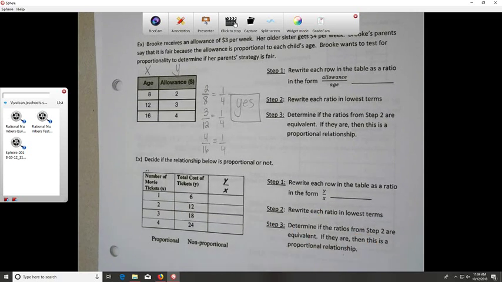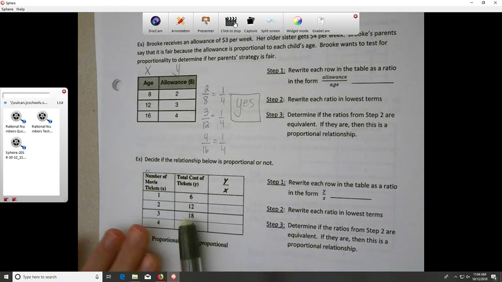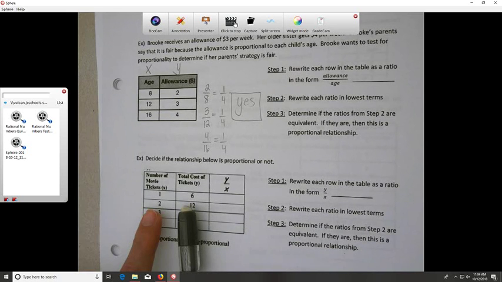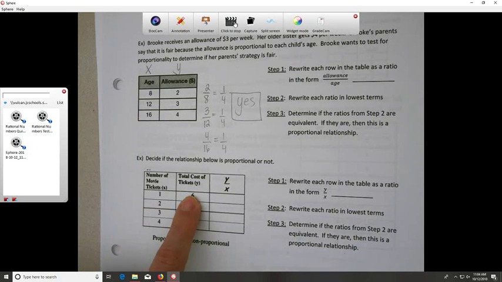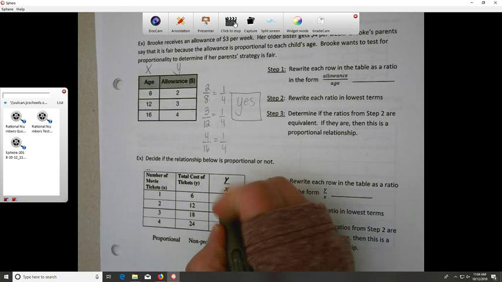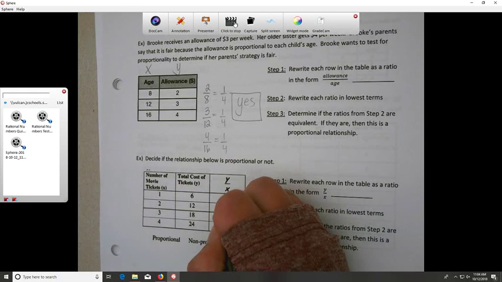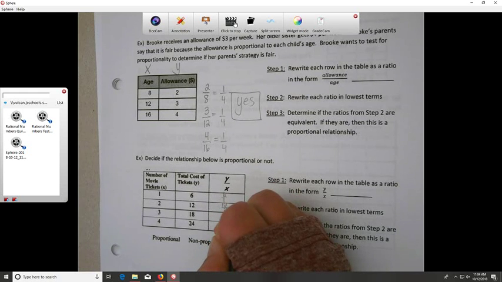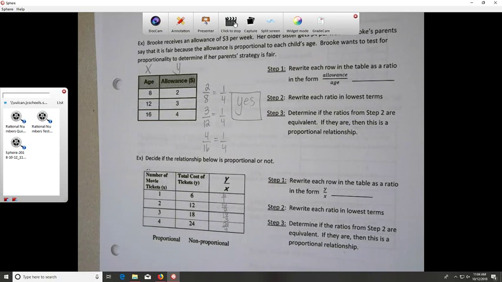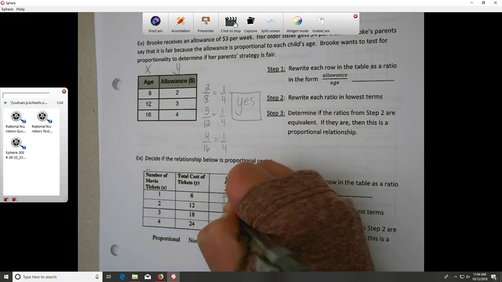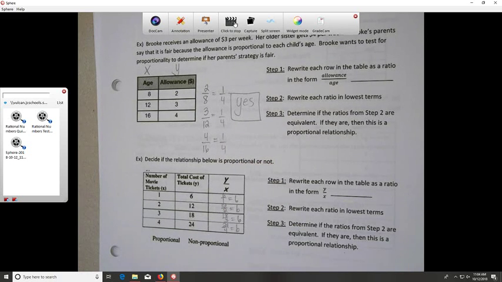The next question says, decide if the relationship below is proportional or not. So again, we have a table of values here, and our first step is going to be to write the fractions y over x. Your second column is y, first column is x. So I would have 6 over 1, 12 over 2, 18 over 3, and 24 over 4. All right, then I'm just going to simplify those. You can type them into your calculator, and they're all going to come out to be 6. Since they're all equal to 6, that tells me that yes, this is a proportional relationship.